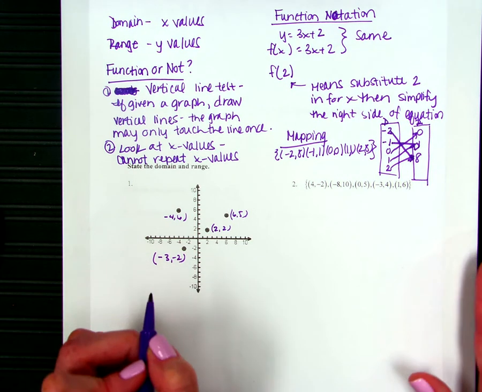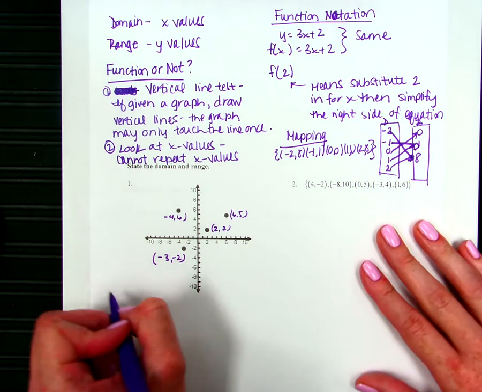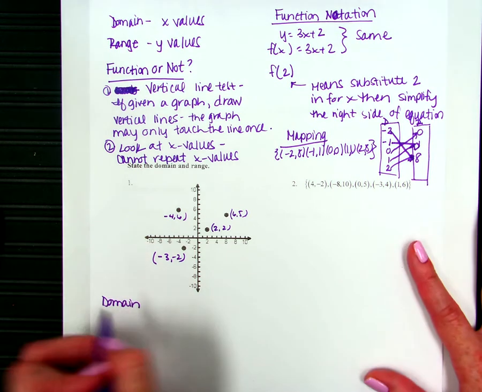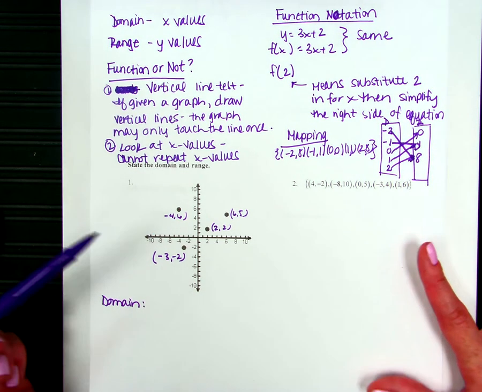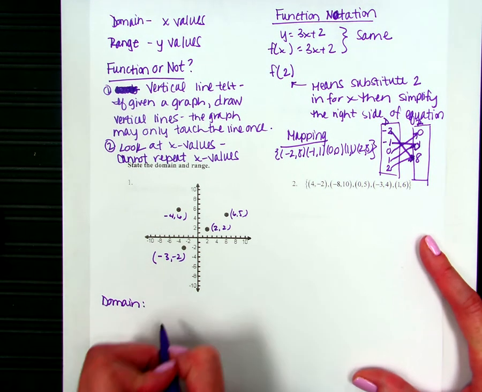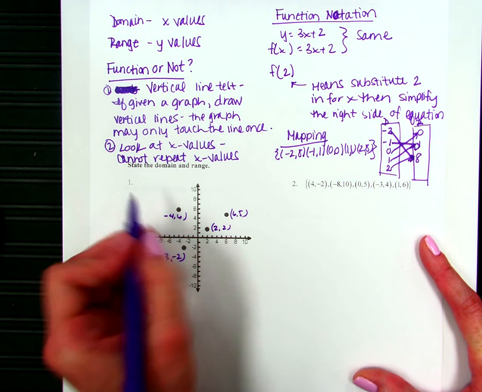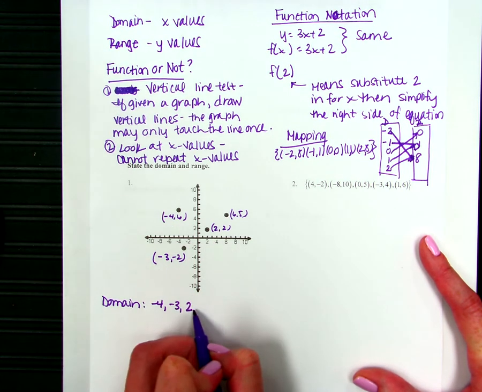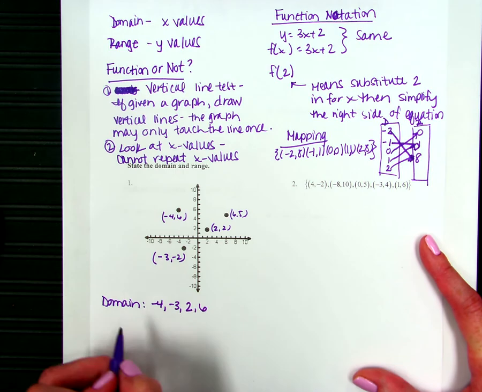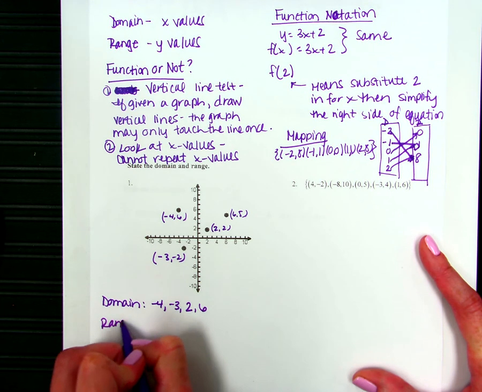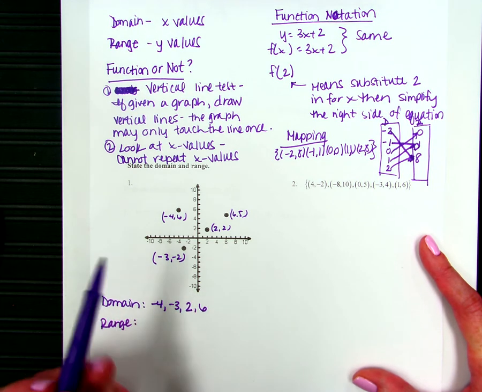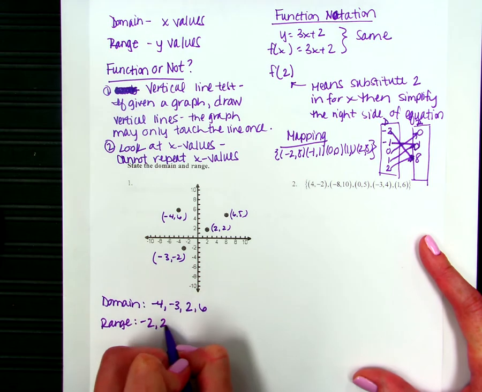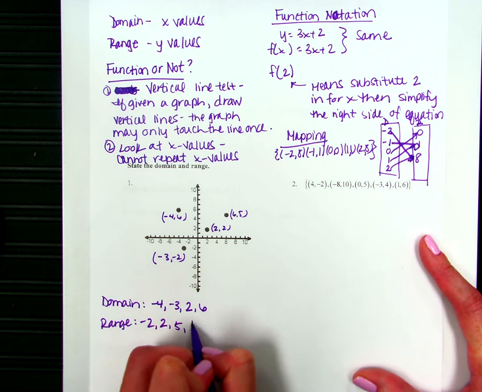So we've identified all of our x and y values. Now we just need to put those in order. Domain is all my x's, and it goes smallest to largest. So we start with negative 4, negative 3, 2, and 6. Our range is all of our y's. We start with negative 2, 2, 5, and 6.